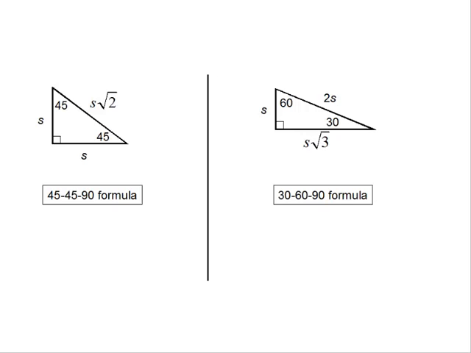In a 30, 60, 90 triangle, the shortest side is across from the 30-degree angle. The longest side is the hypotenuse. It will always be twice as long as that short side. And the middle side is the one across from the 60-degree angle. That's always root 3, or about 1.7 times the shortest side. So memorize times 1, times root 3, times 2. Those are your multiples for the sides.